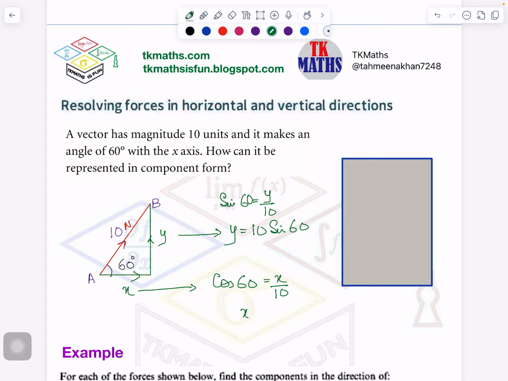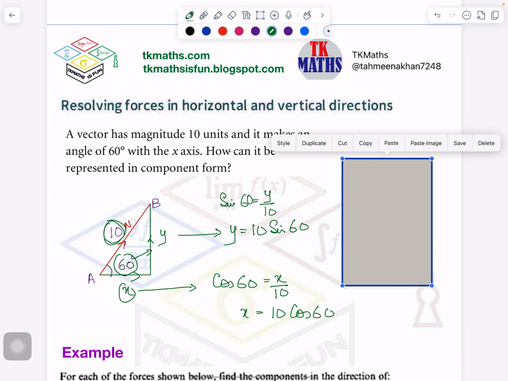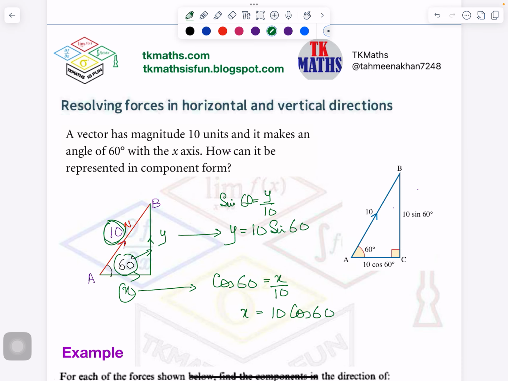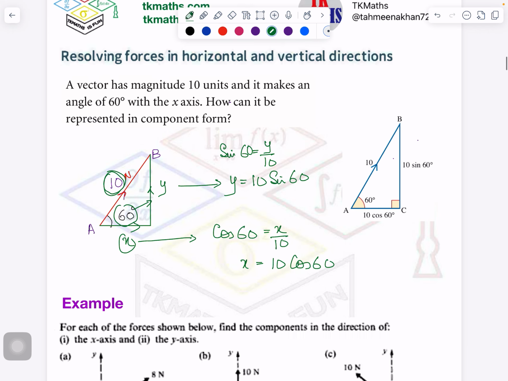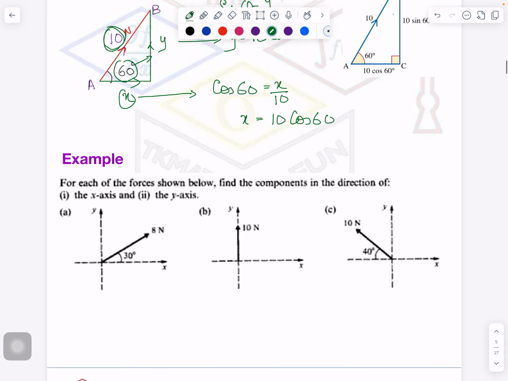So every time we will not do it like this. You can understand that whenever you have to resolve horizontally and vertically, for y you take the resultant force times sine of 60, and otherwise for x it is the resultant force times cos of 60. So this is how you resolve forces horizontally and vertically. So let's do this question.